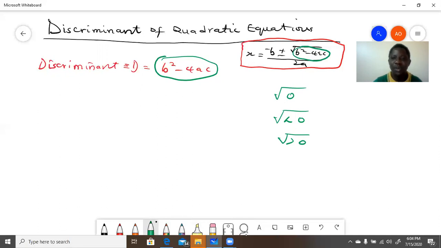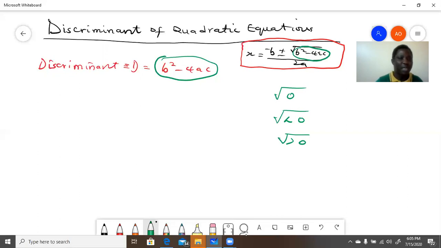So b squared minus 4ac can give you 0. b squared minus 4ac can give you a number that is less than 0, maybe a negative number. Or b squared minus 4ac can give you a number that is greater than 0, maybe 1, maybe 0.5, maybe 5, 10, 16, 64, and so on. So that is what we determine.